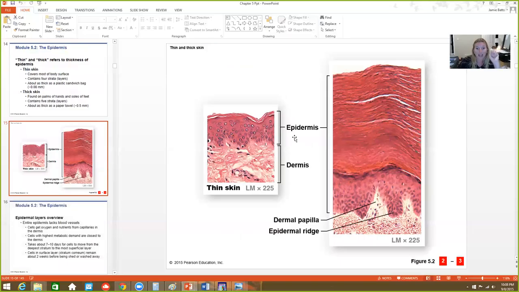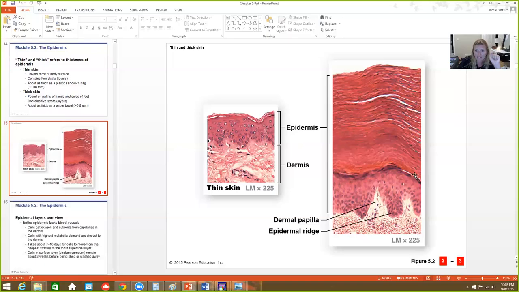Here you can see the actual differences between thick and thin skin. Thin skin, if we're looking at the epidermis, it's relatively thin. This top layer called the stratum corneum is not very thick at all. Whereas if you look at thick skin, look how big that epidermis is, and look at that stratum corneum. It's much, much thicker, much, much deeper. Check out these ridges, much more pronounced on this thick skin. Here, it's kind of wavy and almost non-existent.